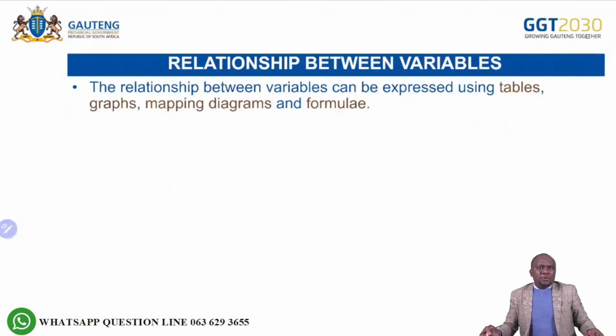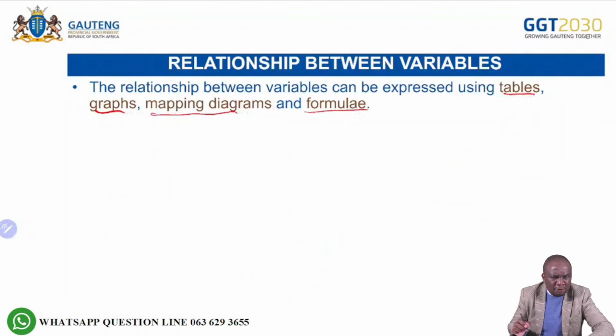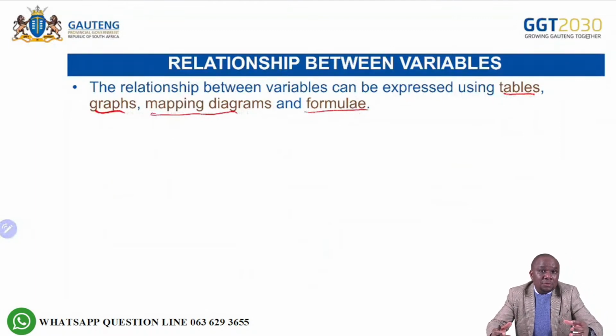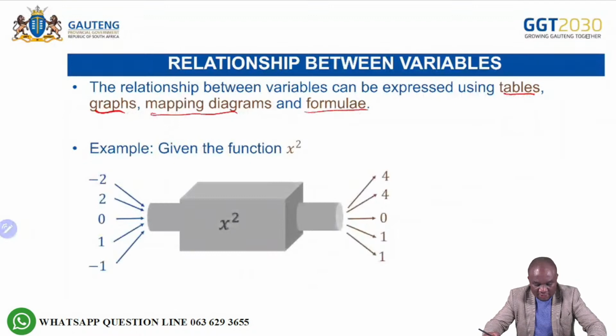Now, we say that a function can be represented in different ways. The relationship between variables can be expressed using tables, graphs, mapping diagrams, and formulae. We want to do that part now. We're going to use the same function to get these different representations. So we have the function f of x is equal to, or y is equal to, x squared. This is the flow diagram. You see the input values will give us the output values.